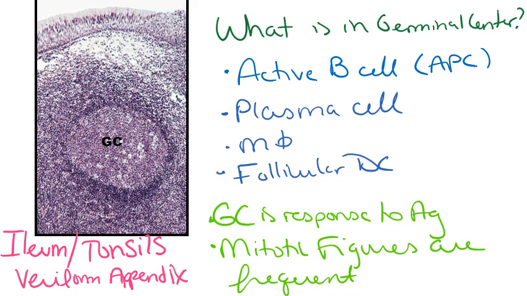Remember, these are all going to be antigen presenting cells. 1, 2, 3. And the only one that's not is a plasma cell, because that is going to be our B cell that's been terminally differentiated into a plasma cell. So our germinal centers are responsible for their response to antigens.